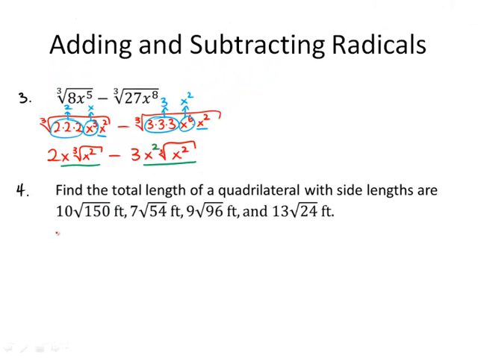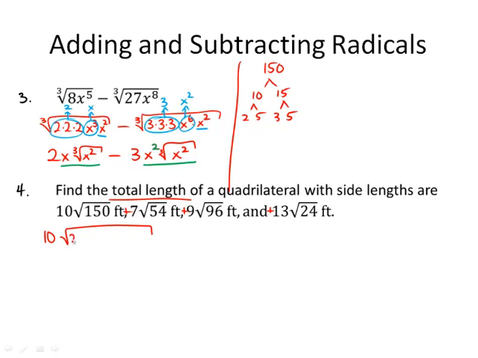Let's look at the last example here. Find the total length of a quadrilateral with side lengths given below. So we've got 4 sides. We want to basically just add all of these numbers together. So let's first simplify as much as possible. Here we've got 10 and root 150. Notice that 150 can be written as 10 times 15, 2 times 5, 3 times 5. So I'm going to write that as 2 times 3 times 5 times 5.